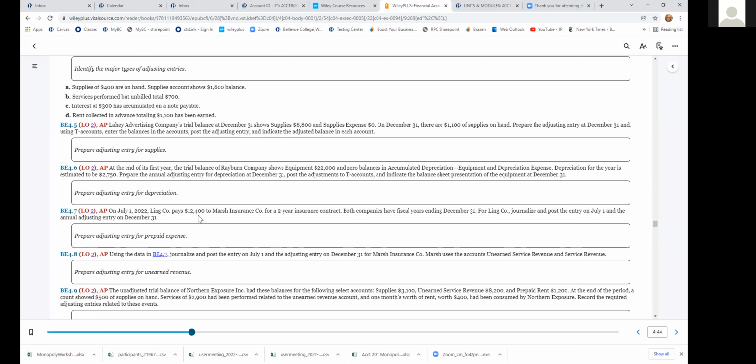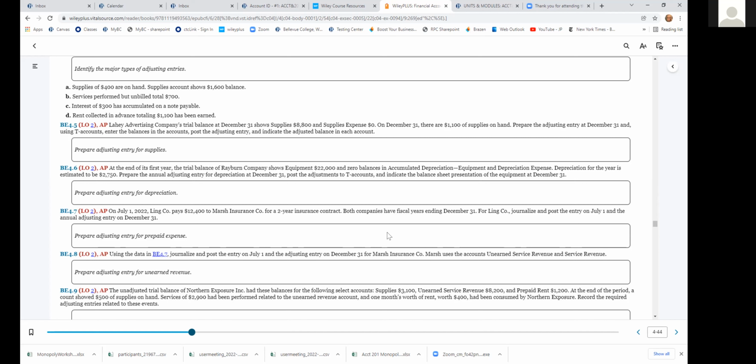July 1st, they paid for insurance. So when the problem doesn't tell you how they paid for something, always assume it's cash. They have to tell you they bought it on credit. So then the cash is going to be credited. So that's the original entry. That gets the money into your prepaid insurance account, and it is $12,400.